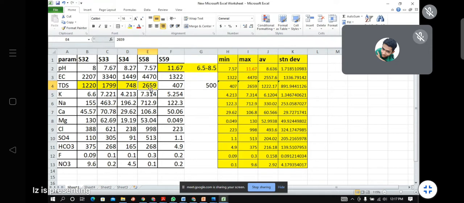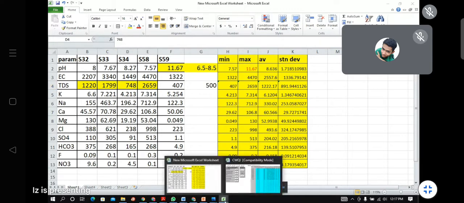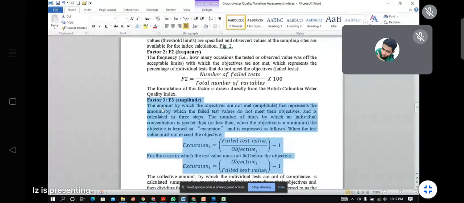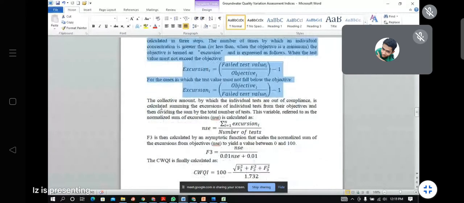So of course 2659 will be farthest. I mean ये सबसे दूर है इससे. So this will be the worst. But this 748 will be relatively fine, right? So वो उस वाले फैक्टर को यहाँ पर हाईलाइट करने के लिए these Canadians have introduced factor 3 which is amplitude, right?